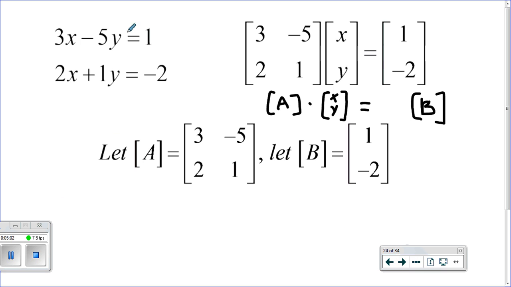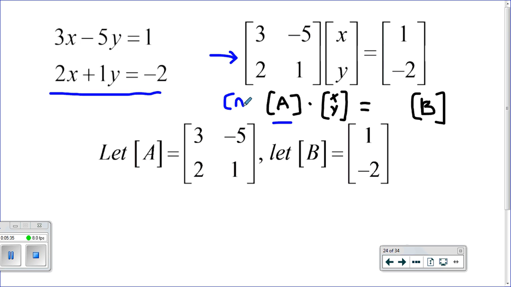All right, so I have this system of equations right here. And I went ahead and wrote that as a matrix equation. So 3x minus 5y gives me 1. 2x plus 1y is going to give me negative 2. So that matches my system of equations over here. So remember what we said. We want to multiply both sides by inverse matrix A in order to undo this and to get x and y alone. So I need to multiply my right-hand side by inverse matrix A.